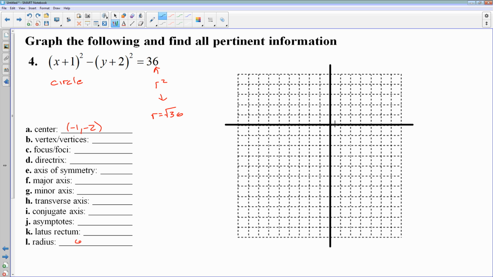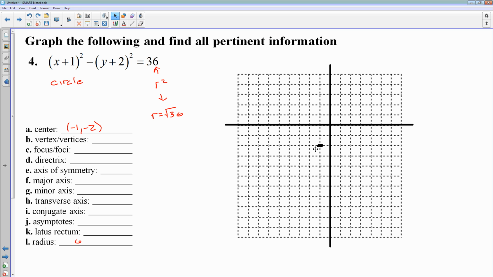So my center was -1, -2. And then I will go 6 units in all 4 directions to graph. So, let's see, the Bluetooth thing quit working. Why isn't this working? There we go.